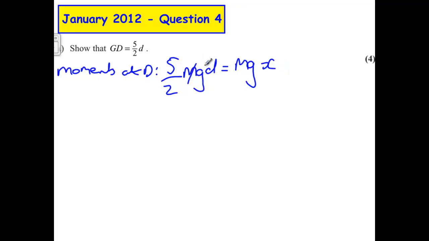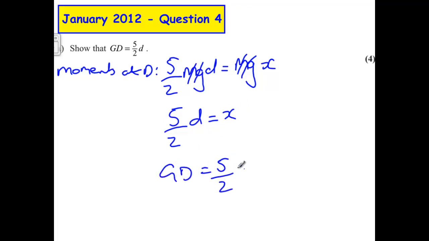Now, if we were to cancel out m and g from both sides, so dividing both sides by m and g, that simplifies to 5 over 2 d equals x. So my distance x, which is equal to GD, is 5 over 2 times d. And that is exactly what they wanted us to prove.